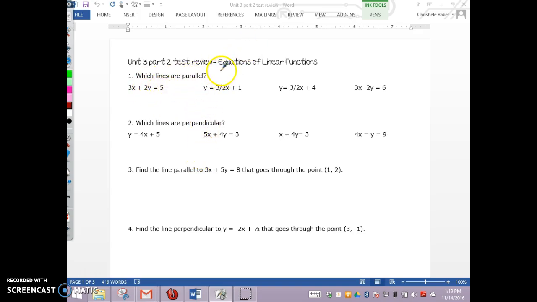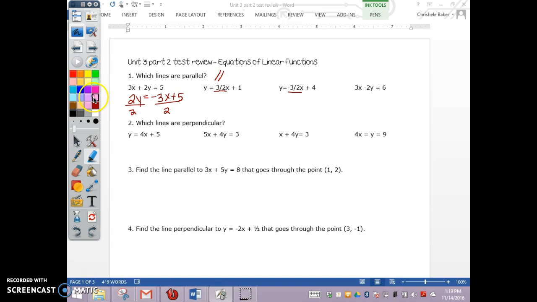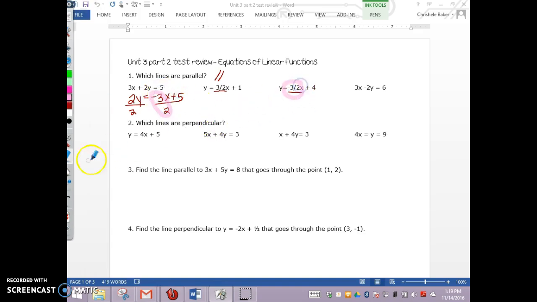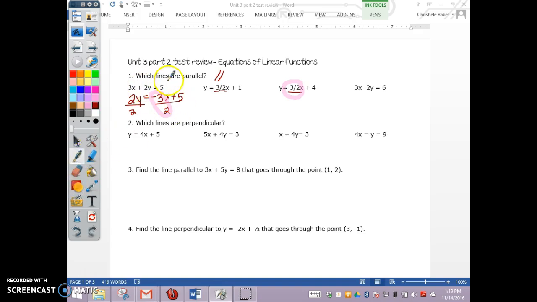So to be parallel, here's our little symbol for parallel, we need to have the same exact slope. If I look at these two that are already in slope-intercept form, I notice that their slopes are not the same. One is positive, one is negative. So I'm going to see if I can match 3 over 2. I'm going to get y by itself by subtracting 3x to the other side and dividing both sides by 2. So I see this slope is negative 3 over 2, and this slope is negative 3 over 2. So those are parallel.